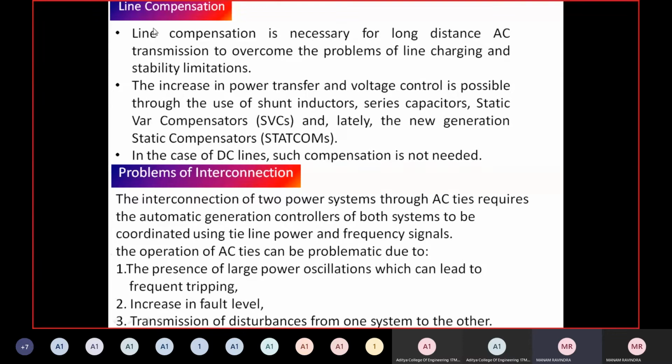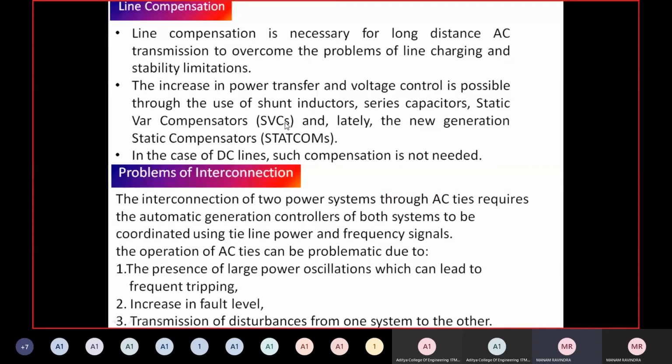Okay. The next slide is line compensation. What are the problems in line compensation? Line compensation is necessary for long distance AC transmission to work on the problems of line charging and stability limitation. To work on all these problems, we install SVC systems, static VAR compensators, which we also call static compensators, STATCOMs.